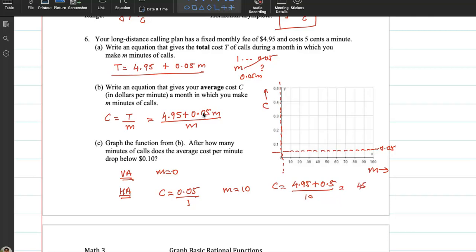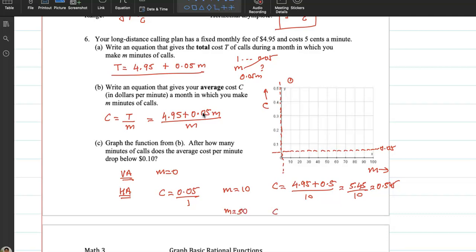So that'd be 5.45 upon 10. Correct? So 0.545. Somewhere here I put it, approximately. Then can you take 50? M is 50.